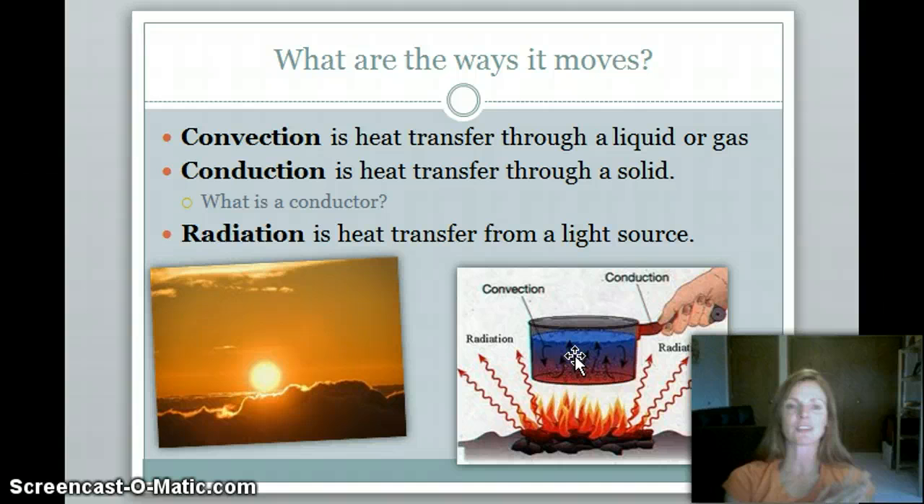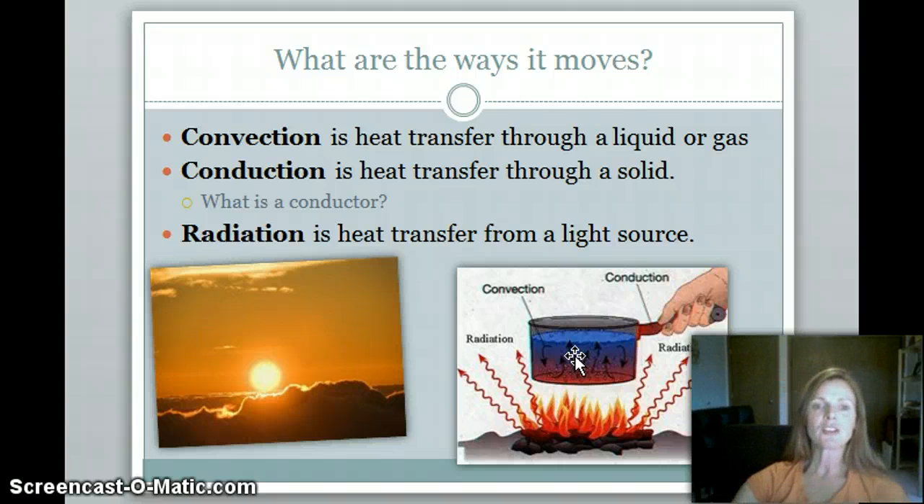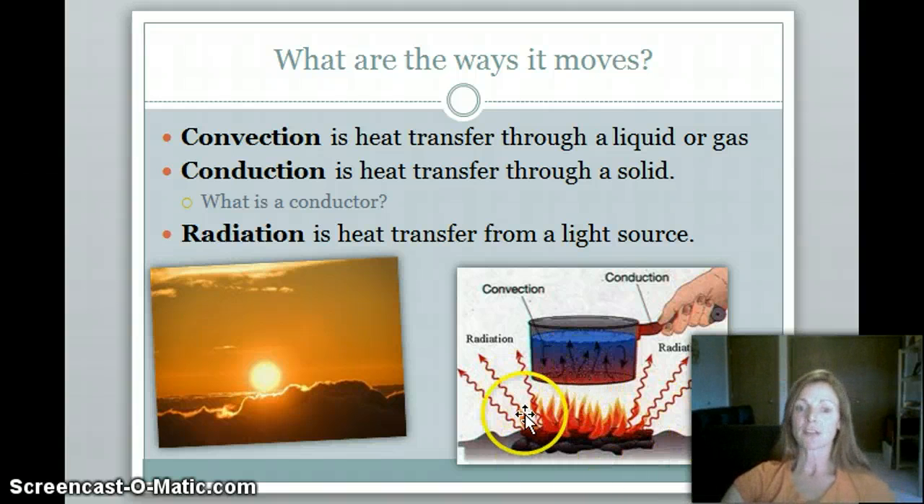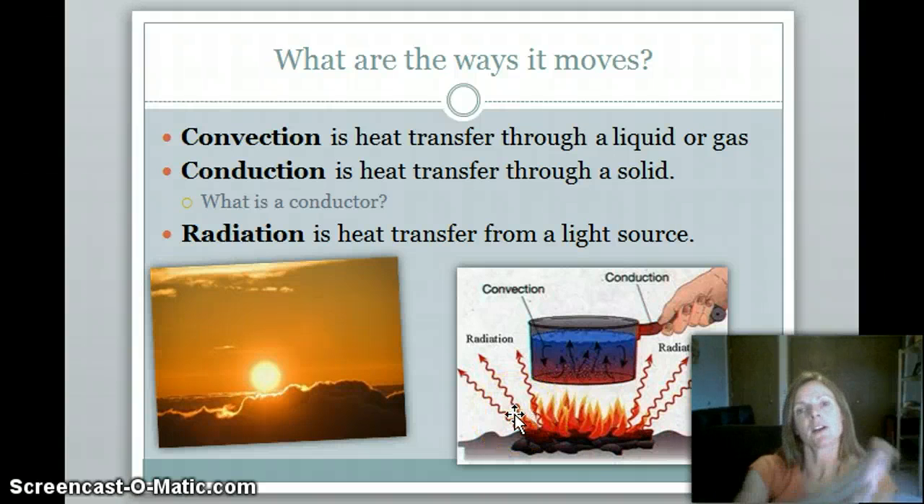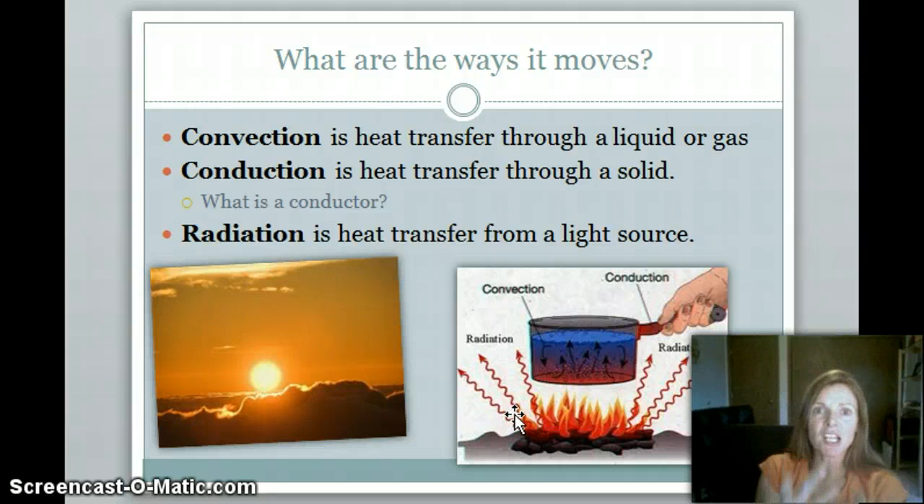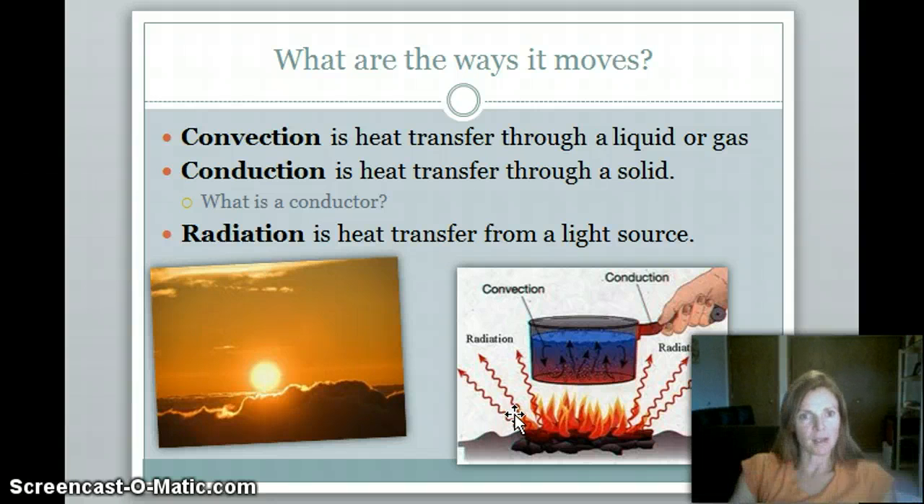All right, and the last thing is radiation. Radiation is heat transfer from a light source. So say, for instance, a fire, a nice campfire. You're warming your hands. You're getting ready to toast your little s'mores, right? That is radiation. You're feeling the heat from a light source. So that's all that is. Three ways that heat is transferred. Remember them: convection, conduction, and radiation. All pictured in this one picture, so put that in your memory.